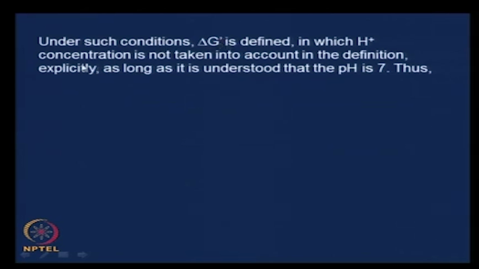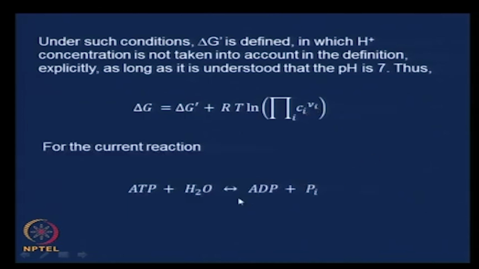This is defined in which the hydrogen ion concentration is not taken into account in the definition explicitly, as long as it is understood that the pH is 7. It is essentially saying that the hydrogen ion concentration is taken as 10 power minus 7 molar. And therefore for our biological reactions the equation of relevance to use is delta G equals delta G dash plus RT ln the product over all i's of C_i to the power mu_i, and for the current reaction, which is ATP plus water giving you ADP plus Pi, this is the reaction that we are considering here.